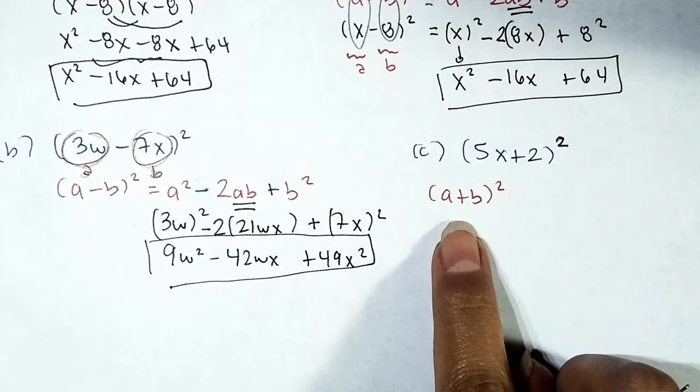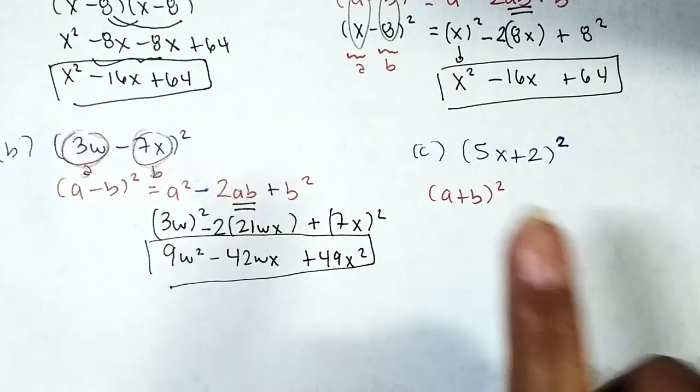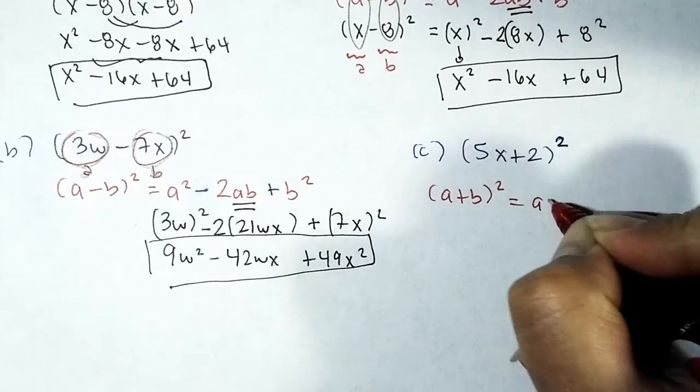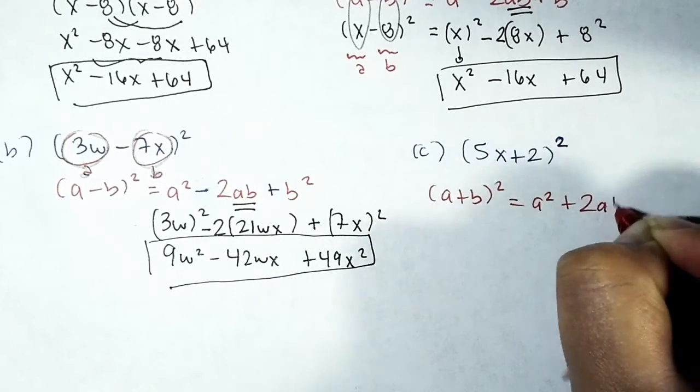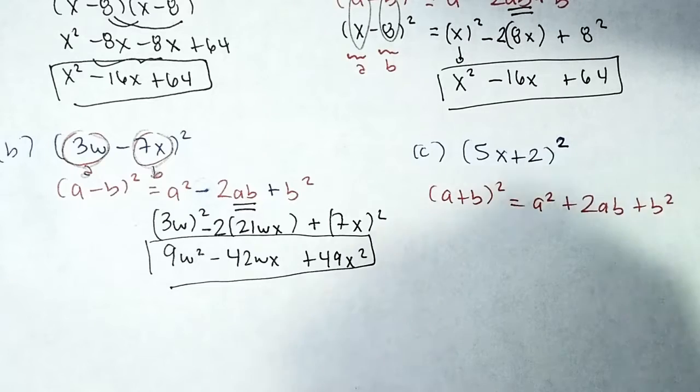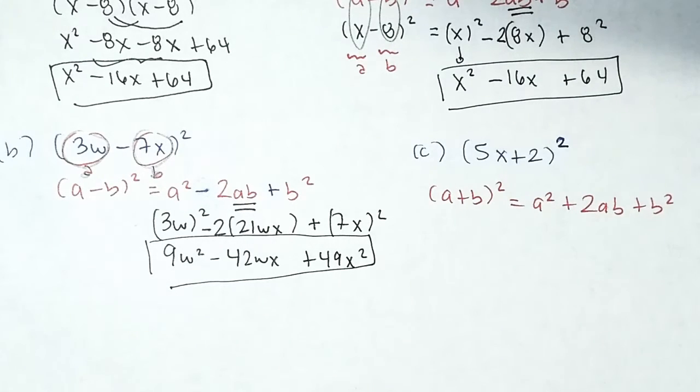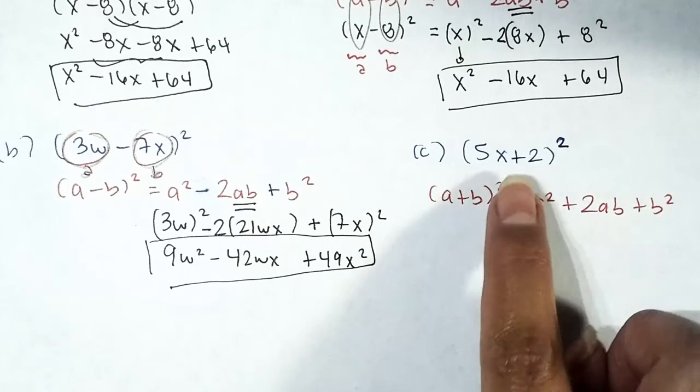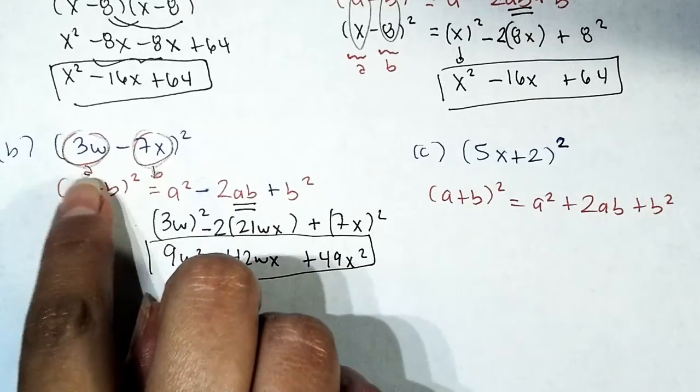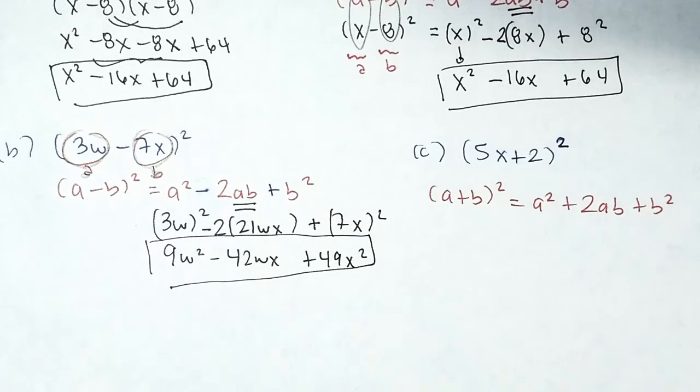If we're squaring a binomial of the form a plus b, if this is our question, then this will be our answer: a squared plus 2ab plus b squared. So let's go ahead and identify a and b.